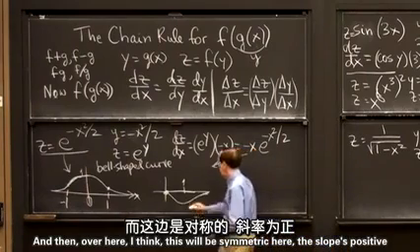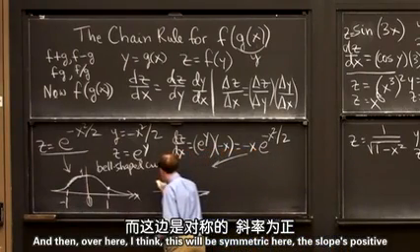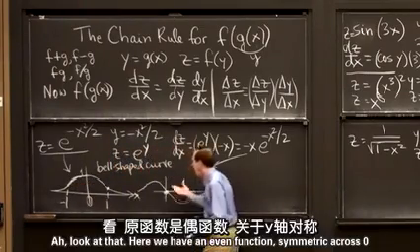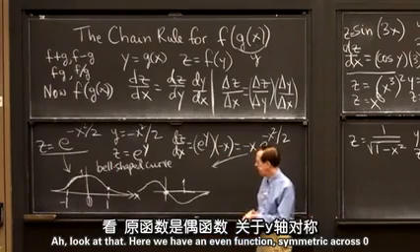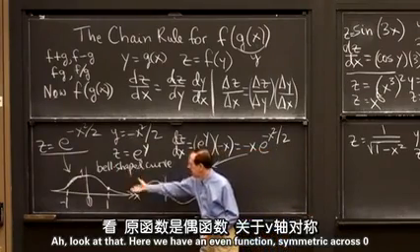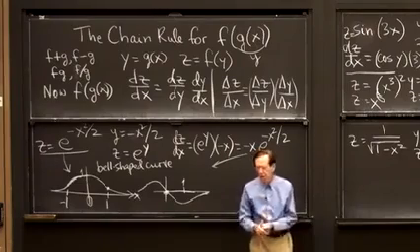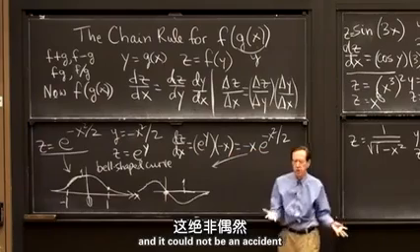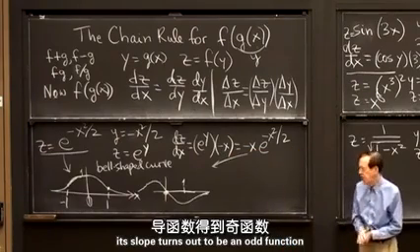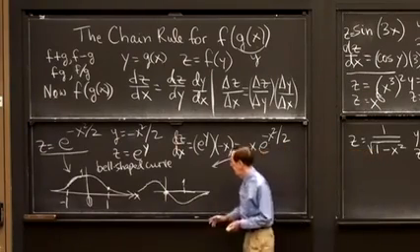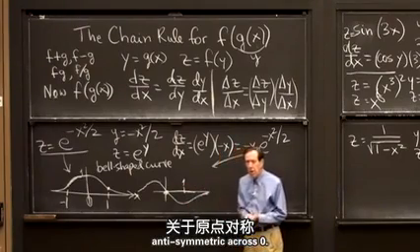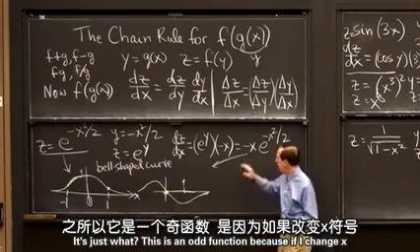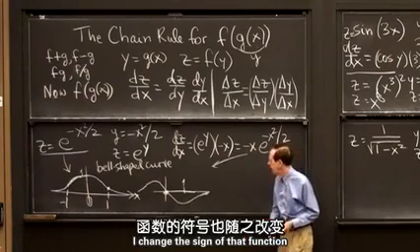And then over here, I think this will be symmetric. Here the slopes are positive. Look at that. Here we had an even function, symmetric across 0. Here its slope turns out to be, and this could not be an accident, an odd function, anti-symmetric across 0. This is an odd function because if I change x, I change the sign of that function.